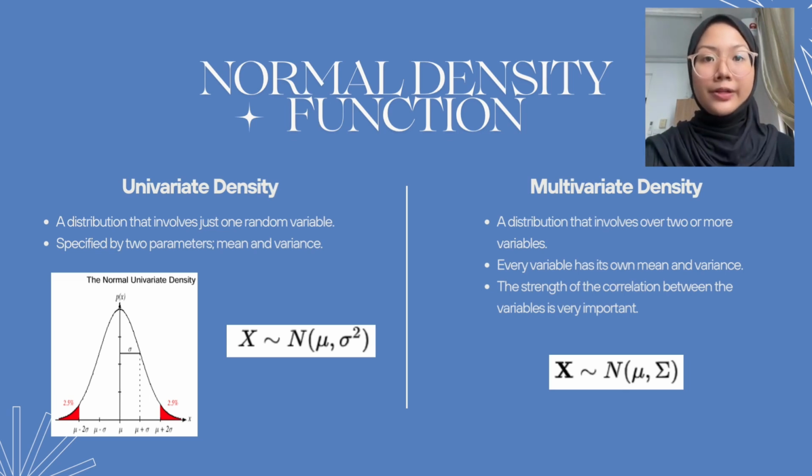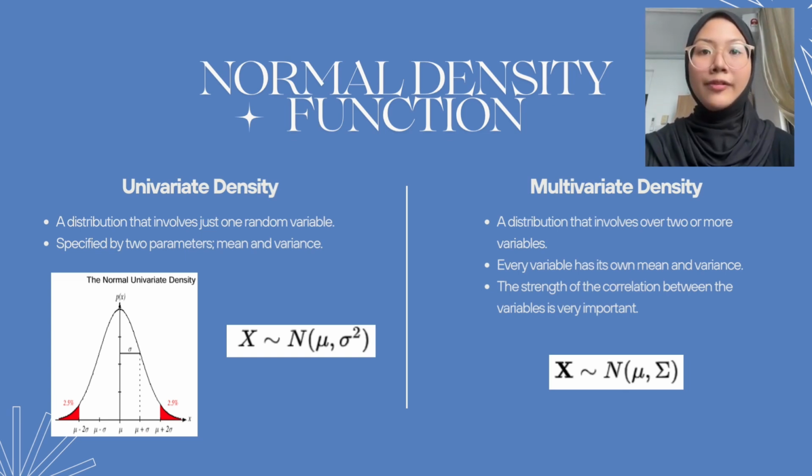Here is a bell-shaped curve that represents the normal distribution. The highest point is at the mean, and the curve is symmetric around this point. Hence, we may use the notation, which indicates that X is normally distributed with mean and variance.